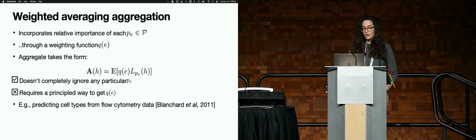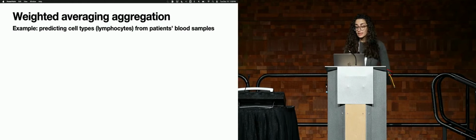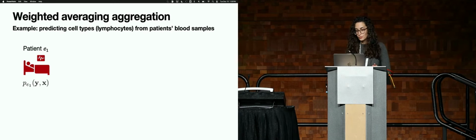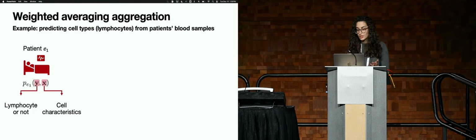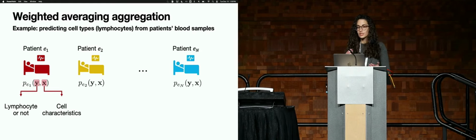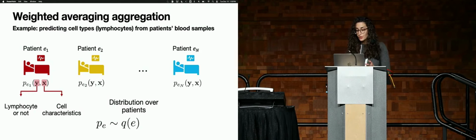One example here is predicting cell types from flow cytometry data, which was work done by Blanchard and collaborators. In this setting, the task is to predict the type of cells. For example, we might be interested in predicting whether or not the cell is a lymphocyte, and lymphocytes are important, for example, to fight certain types of cancers. Each blood draw from a single patient gives us an entire distribution over cells. In other words, each patient corresponds to a distribution over X and Y, where X are the cell characteristics and Y is the label of whether this is a lymphocyte or not. But we have data from many different patients, and each induces a different distribution over X and Y. So one reasonable thing to do here is to define an empirical distribution over these patient distributions, and that would be our Q in this setting.